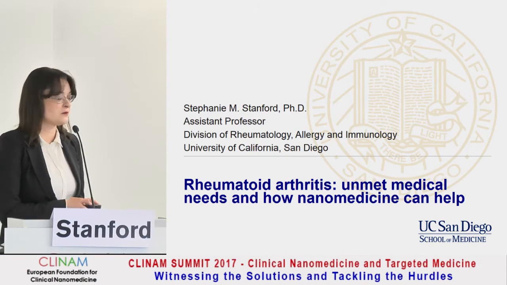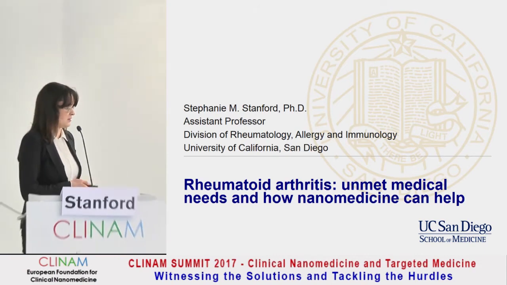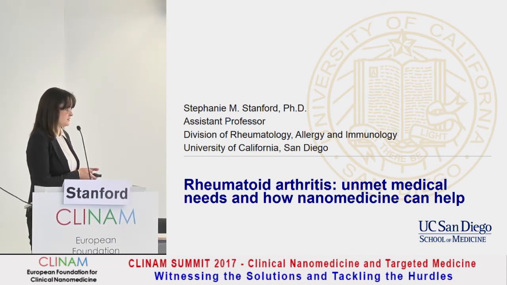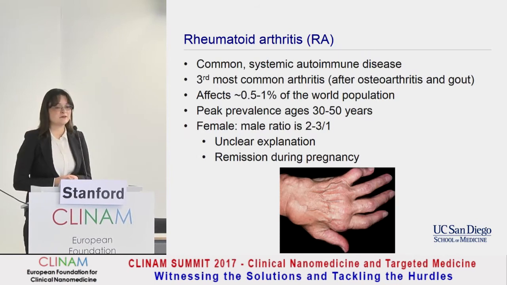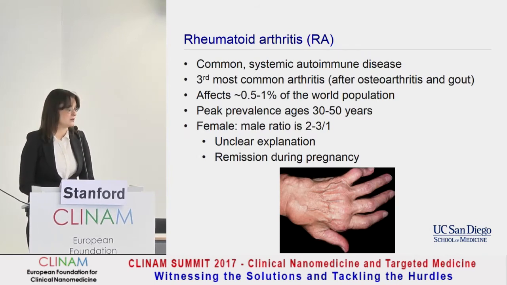So I'm just going to give you a brief introduction to rheumatoid arthritis. Rheumatoid arthritis is a common systemic autoimmune disease. It's actually the third most common arthritis after osteoarthritis and gout. And it's very prevalent. It affects about 0.5 to 1% of the worldwide population.